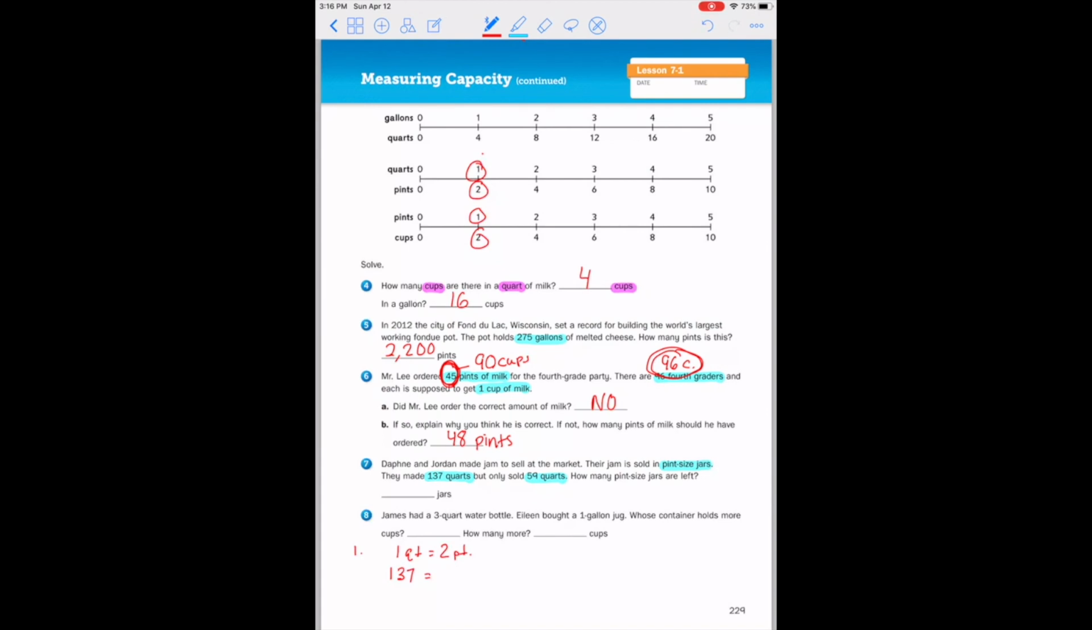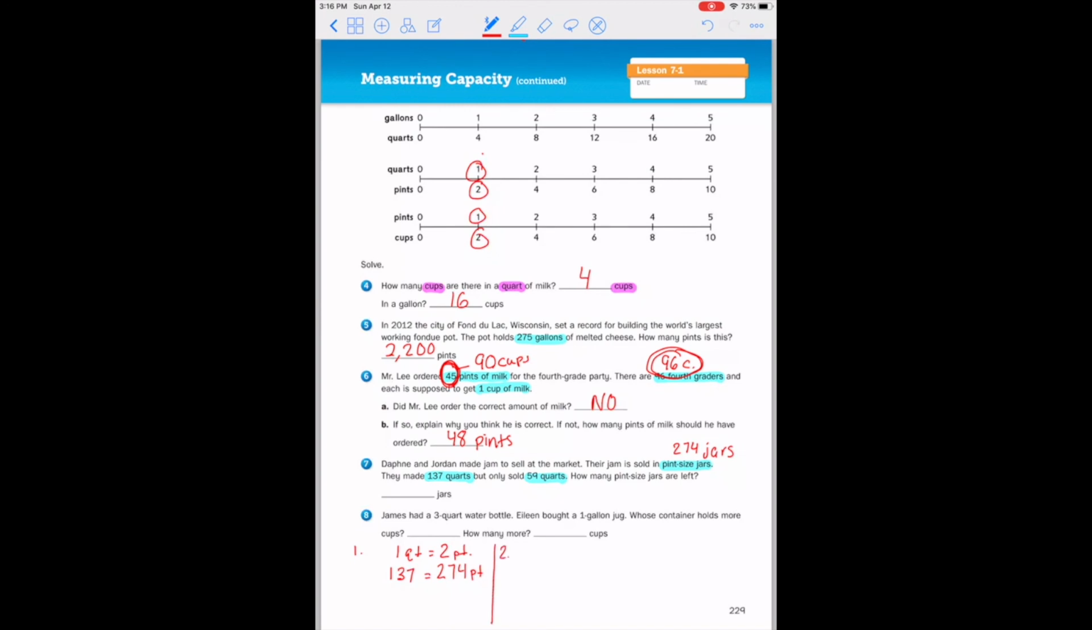Well, you could do 137 times 2, which is 274 pints. That's how many pint-sized jars he would need. So I'm going to put Daphne and Jordan need 274 jars. So that's the first step.